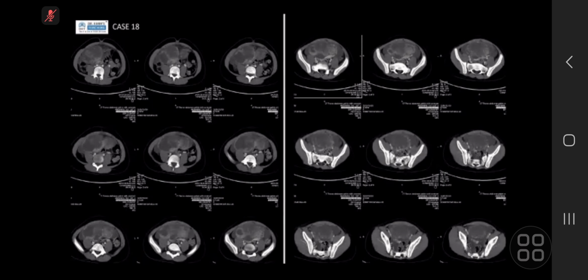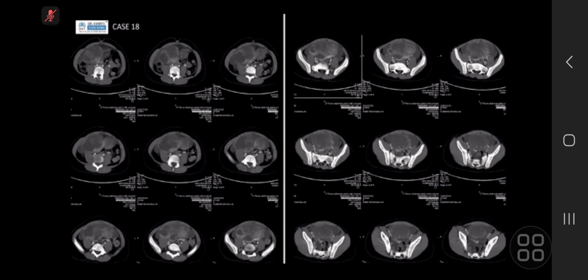Do you have any other sections, or these are the only images? No, this is it. So heterogeneously enhancing lesions in the pelvis and the abdomen involving both bilateral iliac fossa. I think the epicenter of the lesion would be involving bilateral adnexa or ovaries.